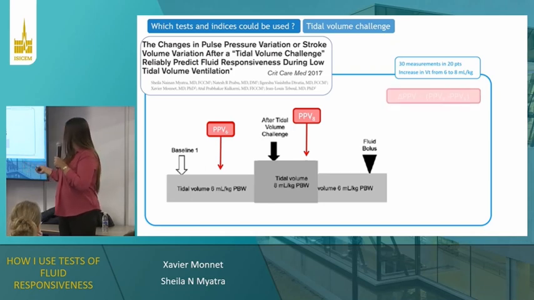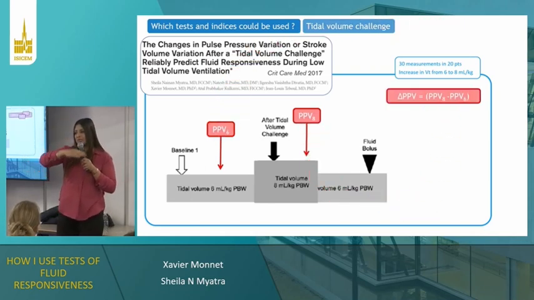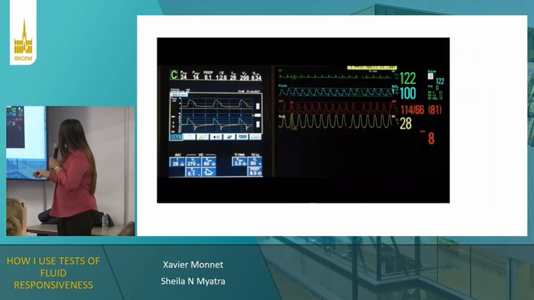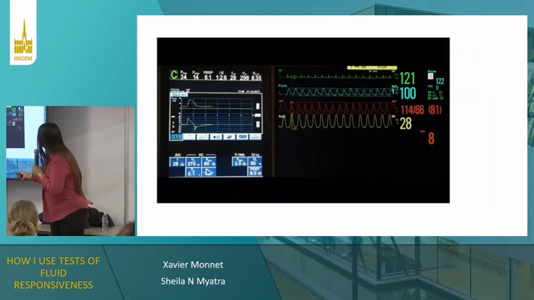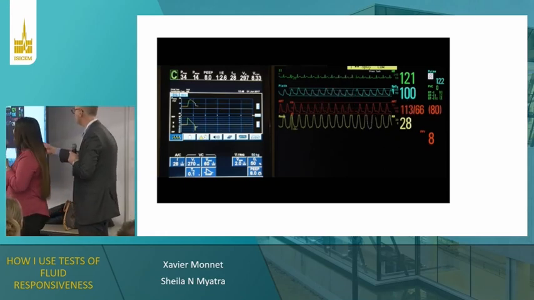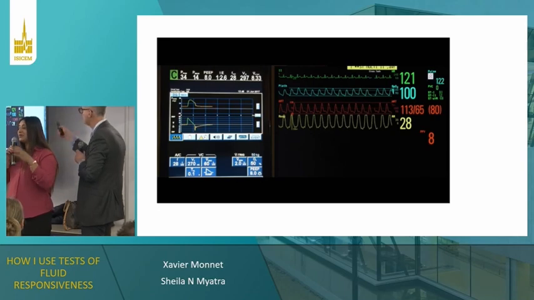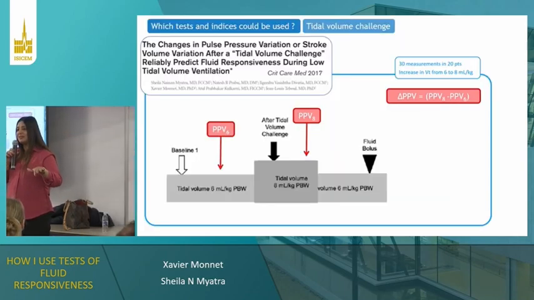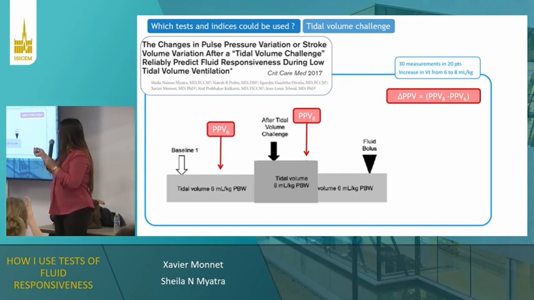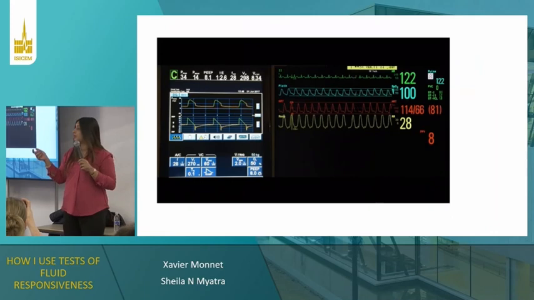So our hypothesis was that why don't you transiently increase the tidal volume from 6 ml per kg to 8 ml per kg, and then look at the pulse pressure variation. That was the hypothesis. But interestingly, when we studied it, it was not the value. The value at 6 was very bad. At 8, it was better. But it was the delta, that is the difference between the value at 6 and 8, that was a better predictor of fluid responsiveness. And I'll just show you very quickly how you could do this on the monitor.